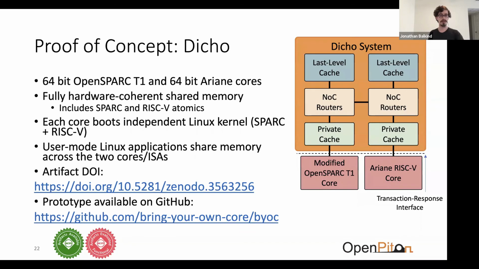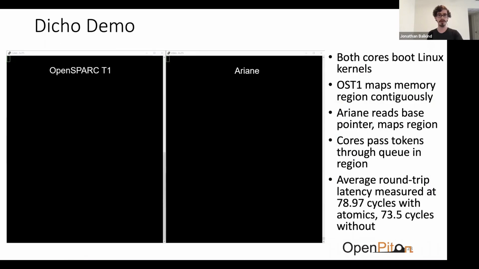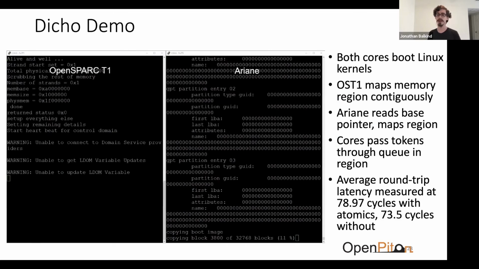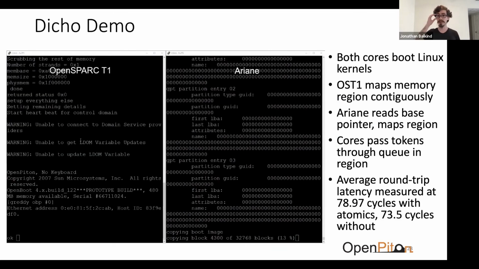And so the next thing I'm going to show you is a quick video of the proof of concept demo that we built. Here we are going to boot Linux on both of the cores, and on the left is the T1, on the right is Ariane.